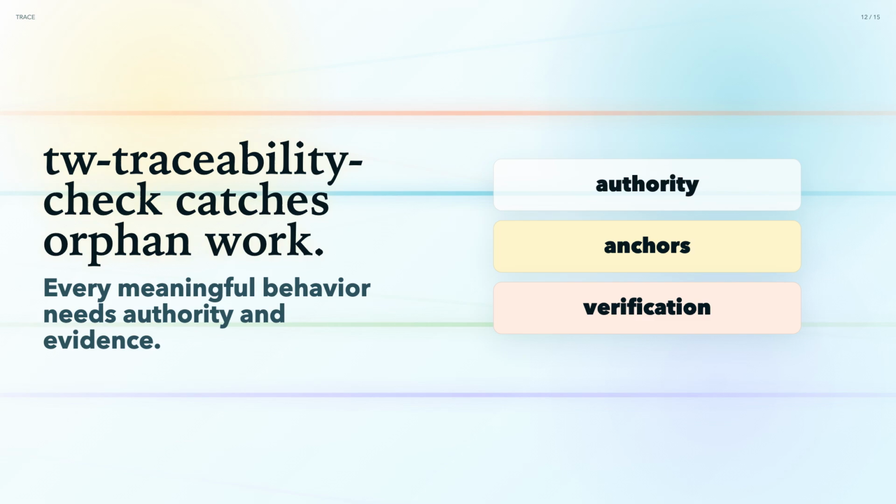tw-traceability-check looks for behavior that has no approved authority, missing anchors, missing tests, stale evidence, or generated view drift. This is the part that stops small undocumented changes from becoming invisible product behavior.